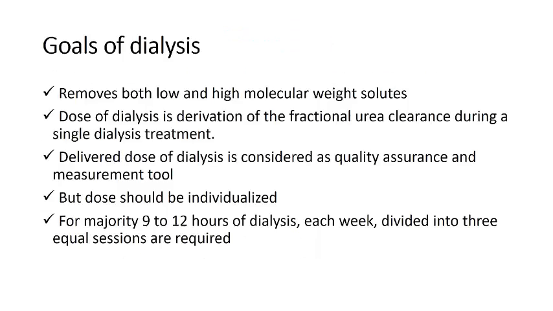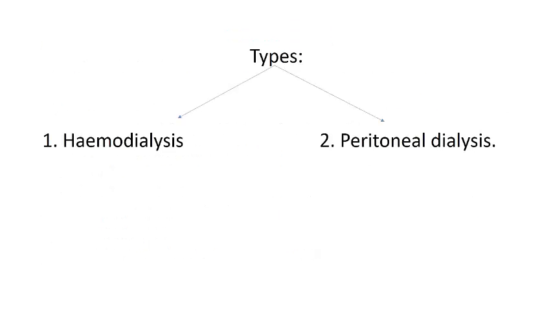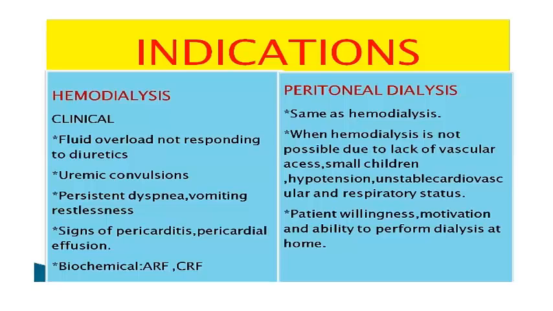As I said, there are two types of dialysis: hemodialysis and peritoneal dialysis. If a patient has kidney failure, the patient may go for hemodialysis or for peritoneal dialysis. So what are the indications for hemodialysis and peritoneal dialysis? Generally, hemodialysis is used where there is fluid overload not responding to diuretics, uremic convulsion, persistent dyspnea, vomiting, restlessness, signs of pericarditis, and pericardial effusion also.